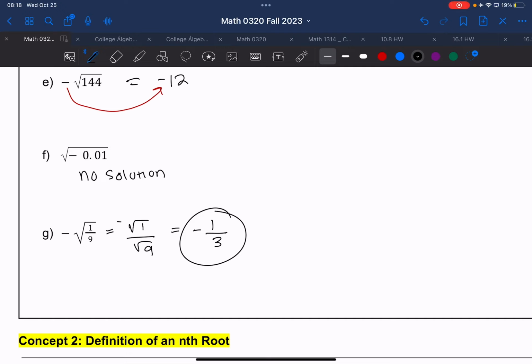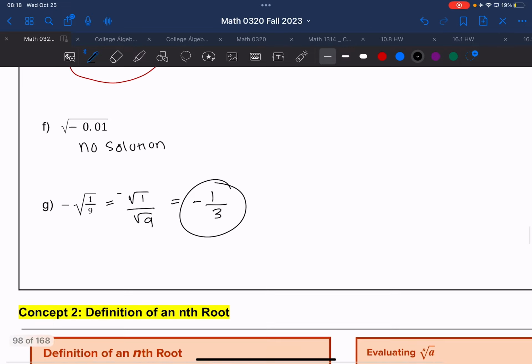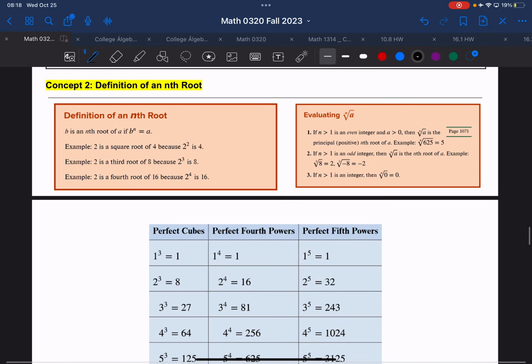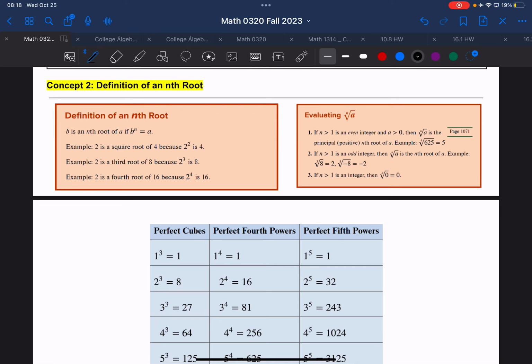Any questions on concept 1 of taking the square root? Okay. Concept 2 talks about the definition of the nth root. So we say b is the nth root of a if b to the power of n is equal to a. All this is saying is that we can have more than just the square root.